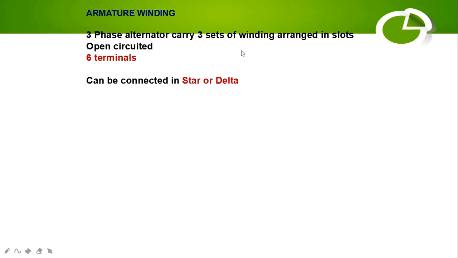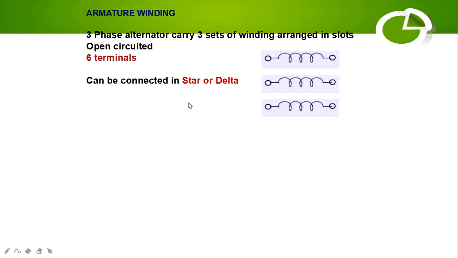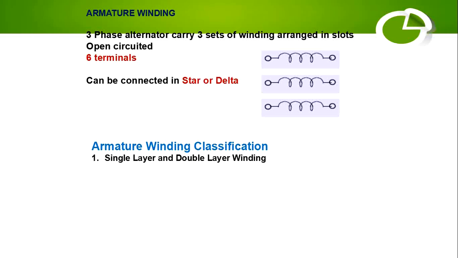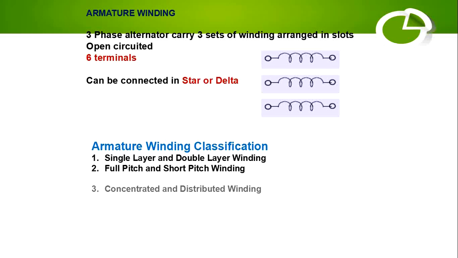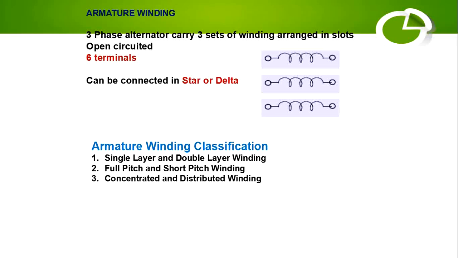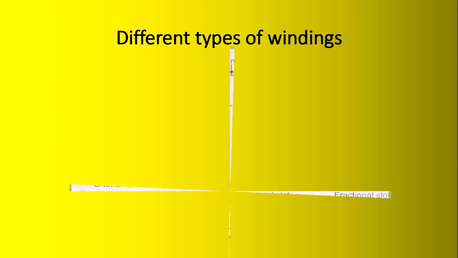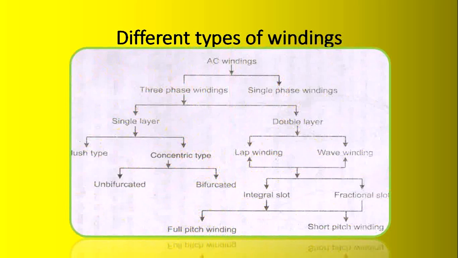Here the three-phase alternator carries three sets of winding arranged in slots, with open-circuited 6 terminals. All are connected in star or delta. In most alternators, the stators are connected in star connection. This alternator winding can be classified as single layer and double layer winding, full pitch and short pitch winding, concentrated and distributed winding. In broad aspect, we will see that all types of armature winding can be classified in this portion.